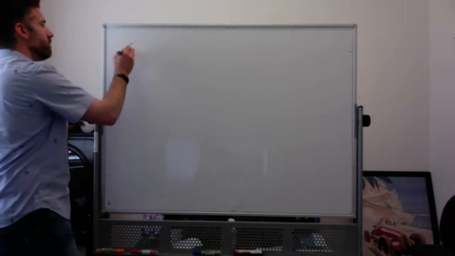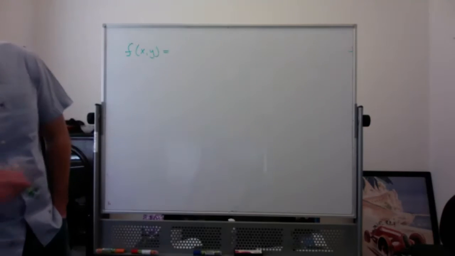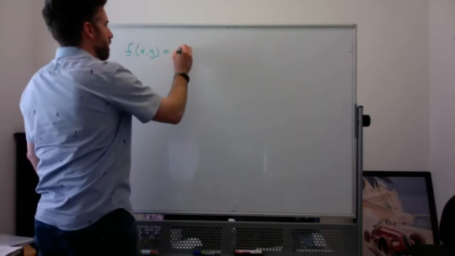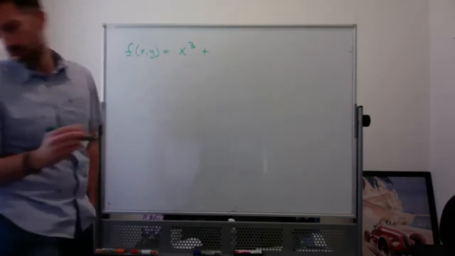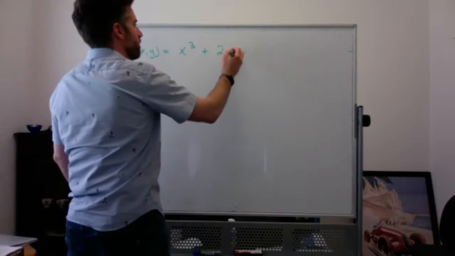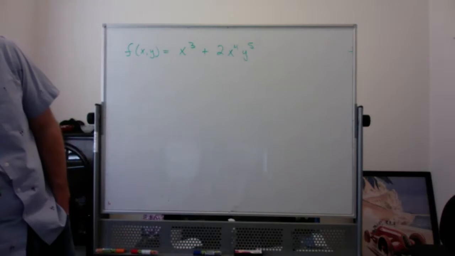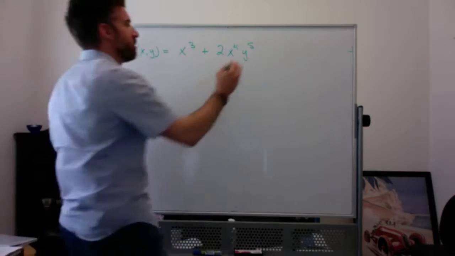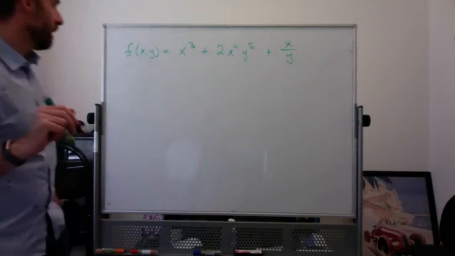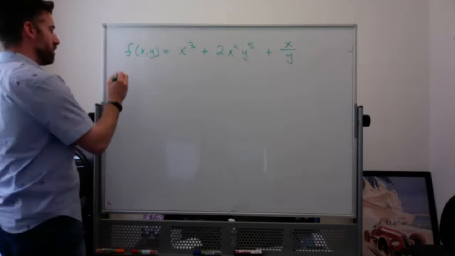Let's say our function f of x, y is equal to, what do we got here? This is fairly straightforward. x cubed plus 2x to the fourth y to the fifth, plus x over y. And I would like to find the partial in both the x and the y direction.